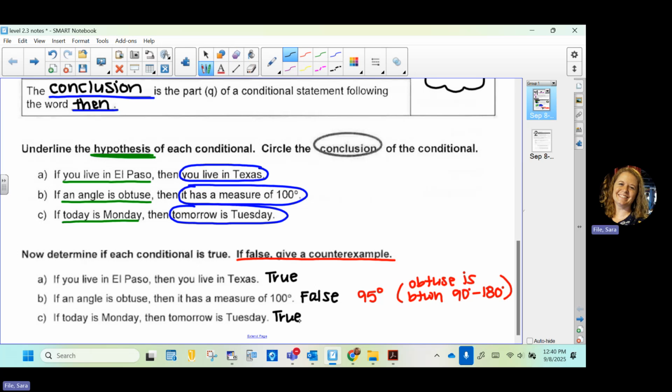We never skip Tuesday, do we? No. So this will always be true. So I don't need to put a counterexample. I only need to give a counterexample if the statement is false. I'm showing an example of when that statement is false. Does that make sense? Okay.